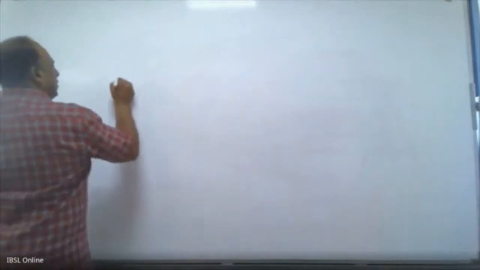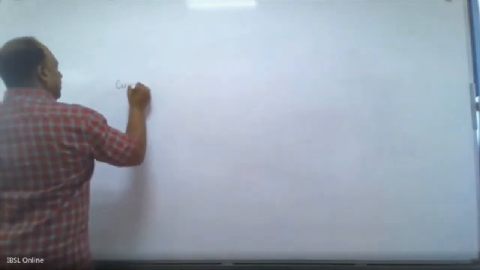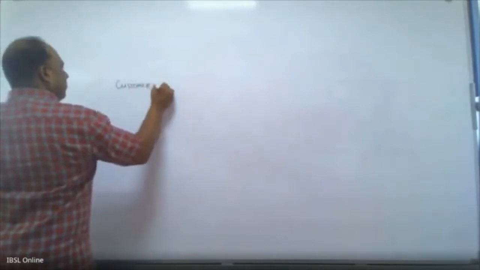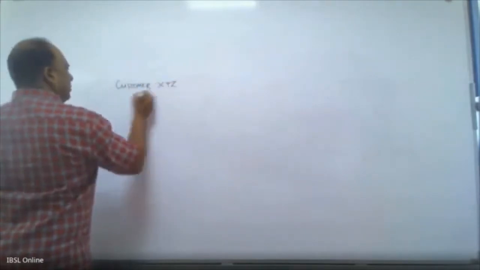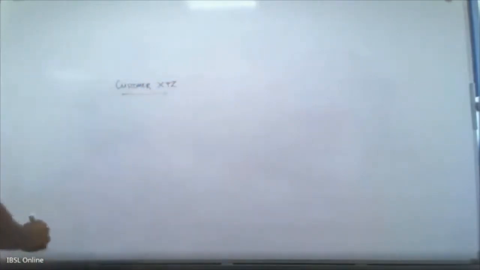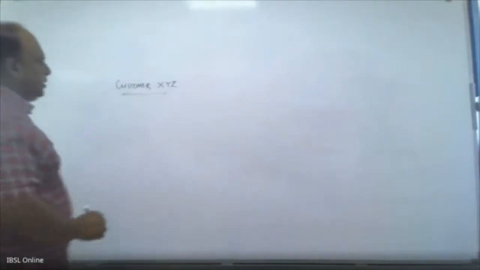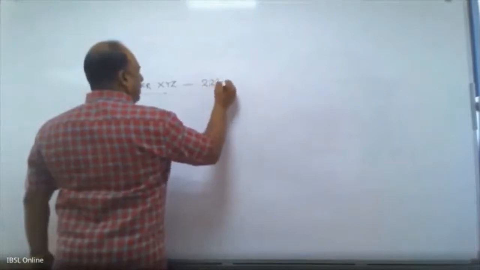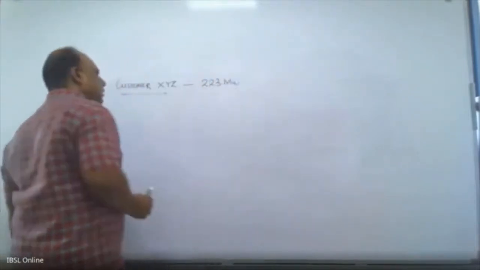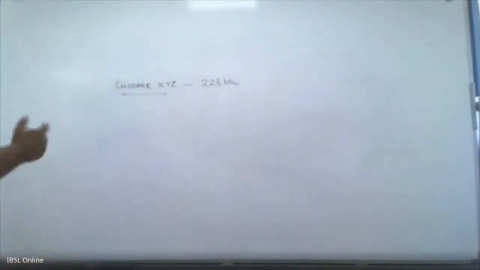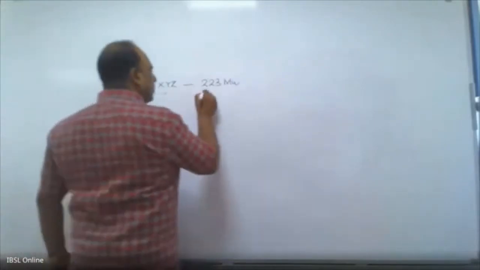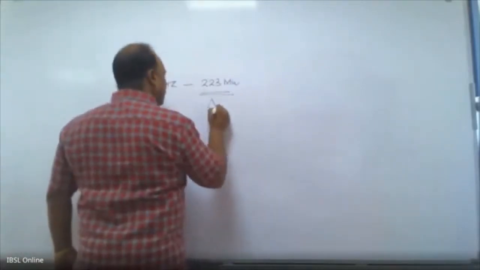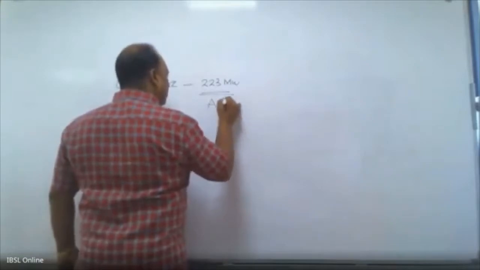Now let's say you have identified a customer, customer XYZ company, and their current loan outstanding is 223 million. Just for example, I'm taking. So capital plus interest, whatever you call it, we'll say this is the total amount, which means that is the amortized cost.